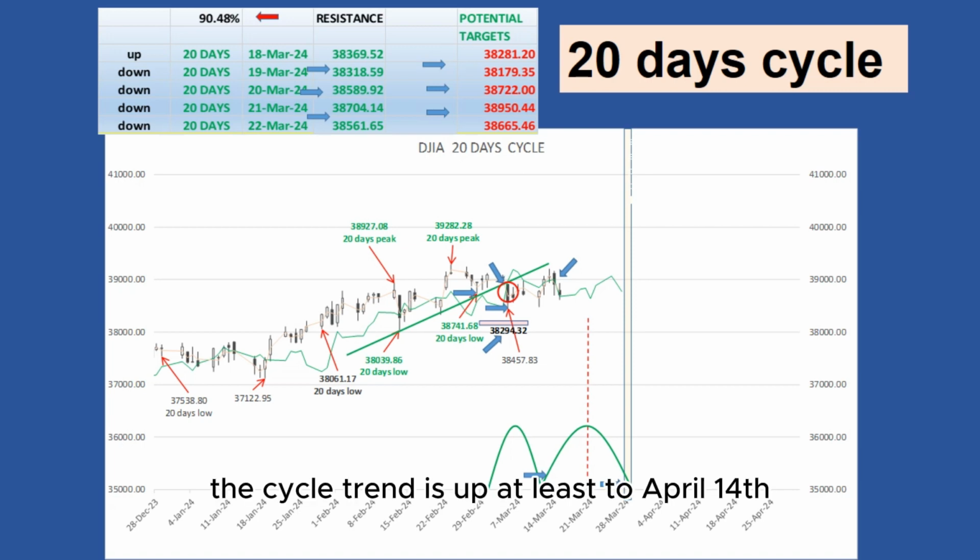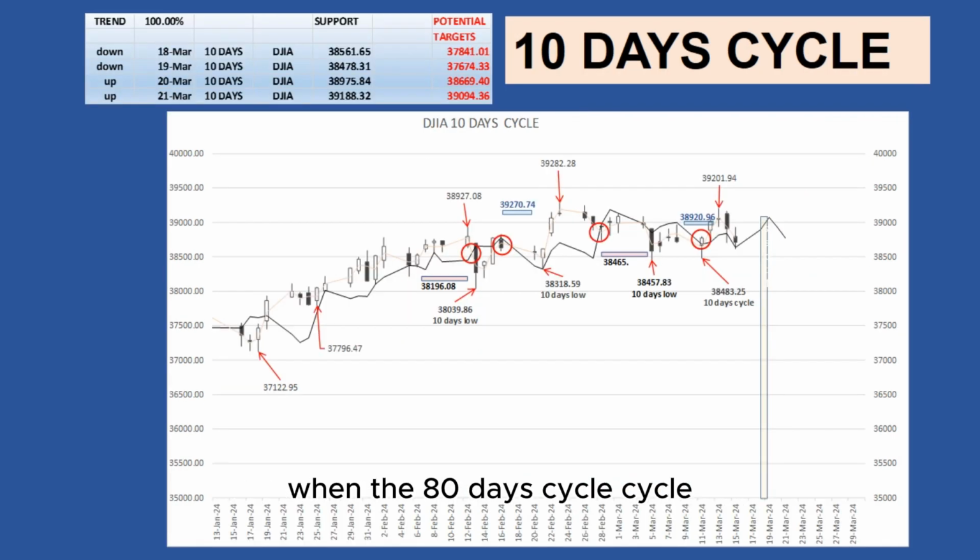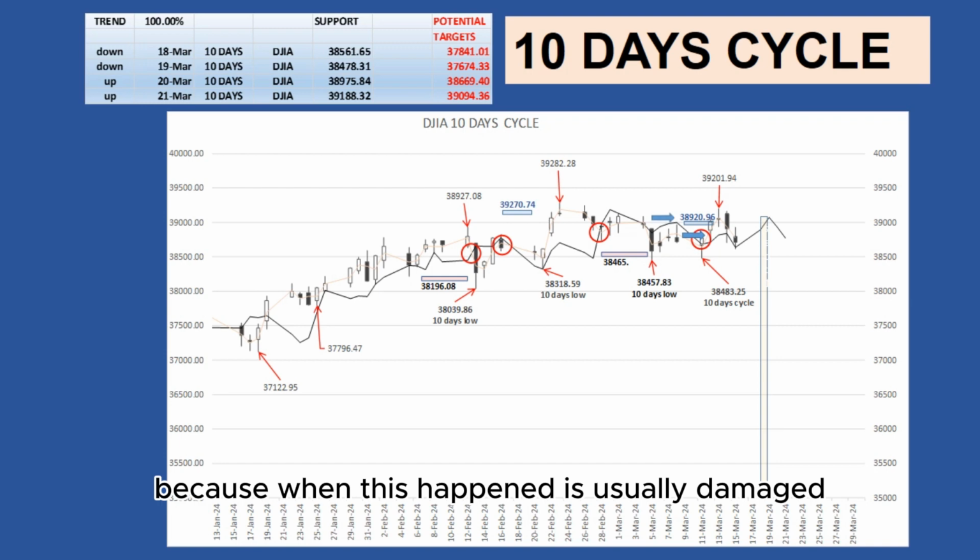The cycle trend is up at least to April 14th, when the 80-day cycle should form its peak, the red dashed line. On the March 12th, the new all-time Dow Jones Industrial Average crossed above its cycle line at 38,688.98, giving a potential target at 38,920.96. This is the reason why the 80-day cycle correction is mild, because when this happens, it is usually bullish.